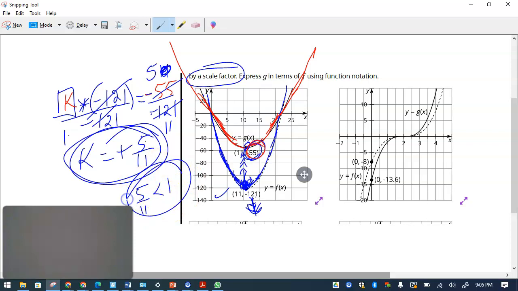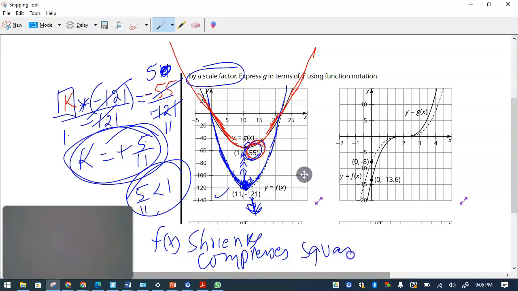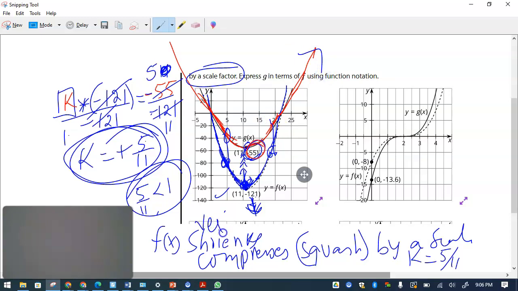Whenever it is smaller than 1, the f of x graph shrinks. You can use either the word shrink or compresses, or squash. You squash by a scale factor k equal to 5 divided by 11, and you're done. That's all they're asking you. So every point, let's say this point goes right here. So it's like a vertical compression.